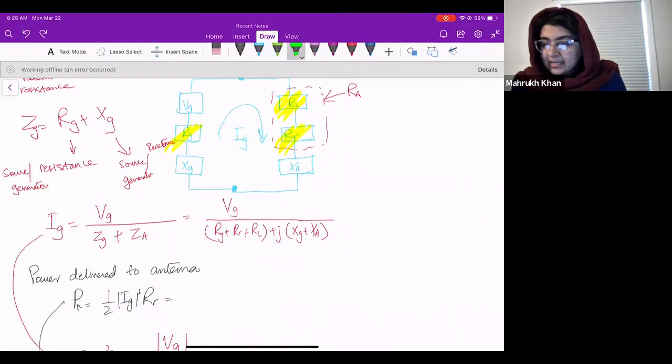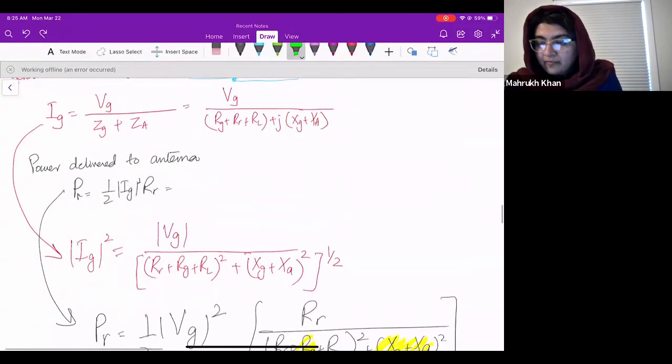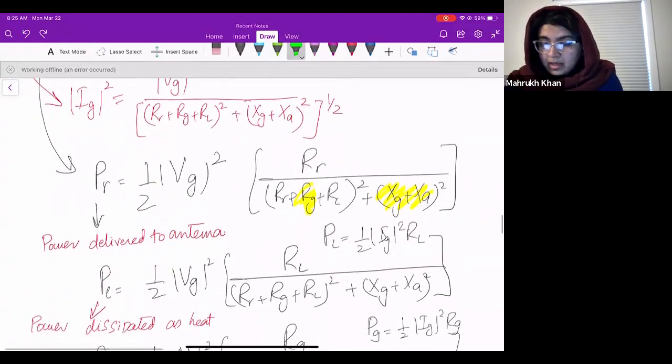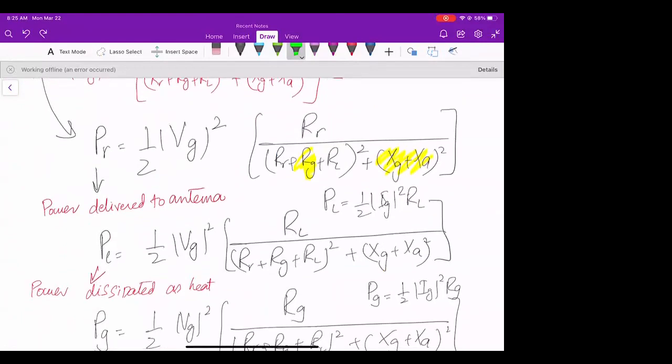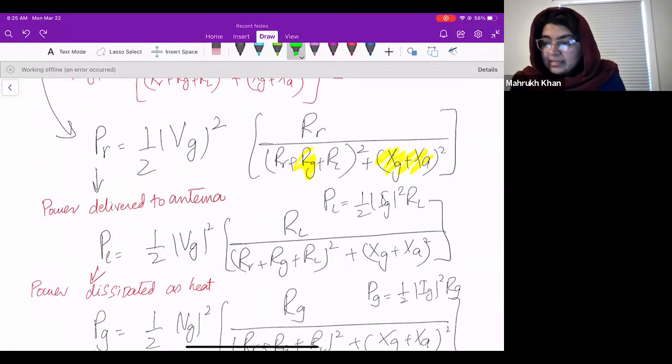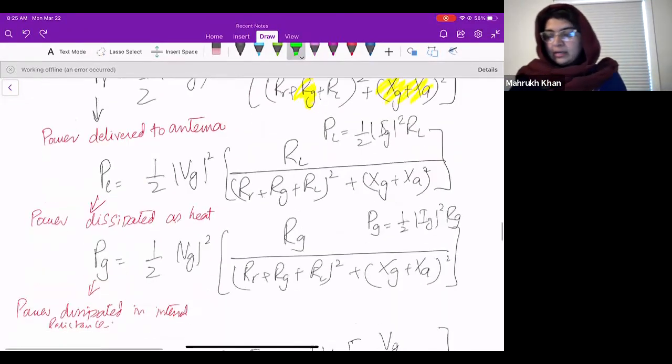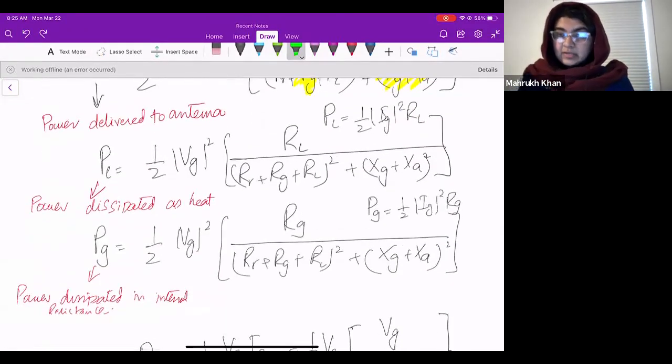We said that our power dissipation across the radiation resistance will be half Ig square RR, that is the radiation resistance power dissipation. And then we said that power dissipated as heat in the loss resistance is this. So in all cases, we are just doing half I square R, right? And similarly, in the generator resistance, there is some power dissipation that we have calculated.